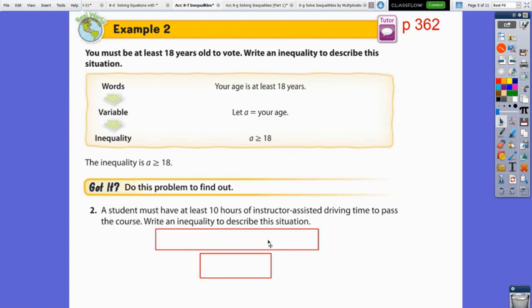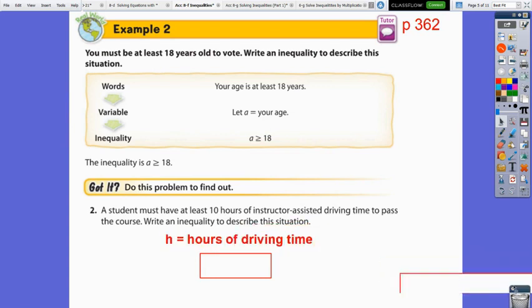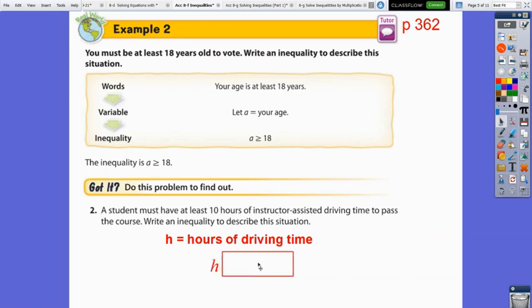Well, the unknown is the number of hours of driving time. So I'll use H for that. And at least 10 means that H has to be greater than 10 or equal to 10. At least is greater than or equal to. So it must include the equal to sign.